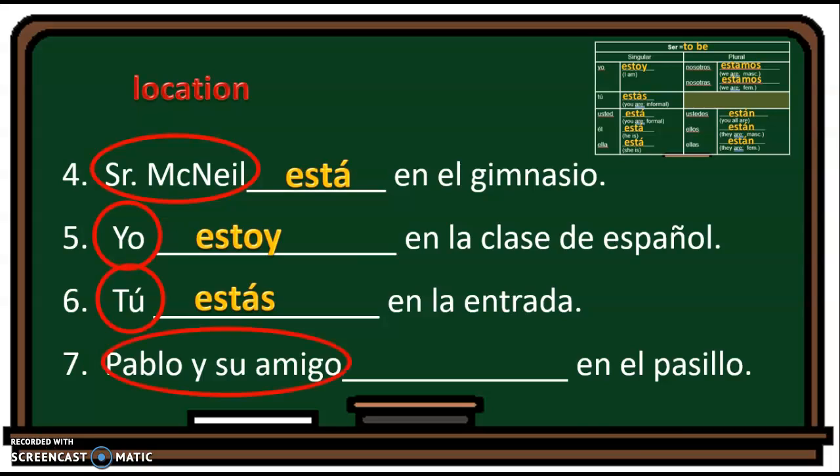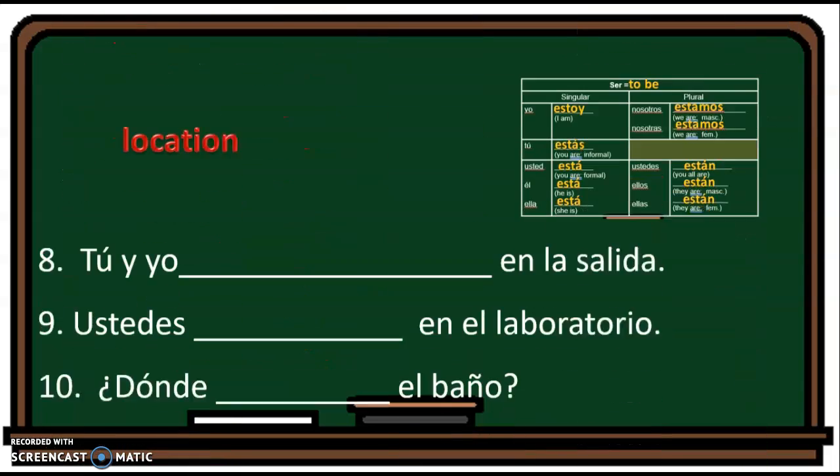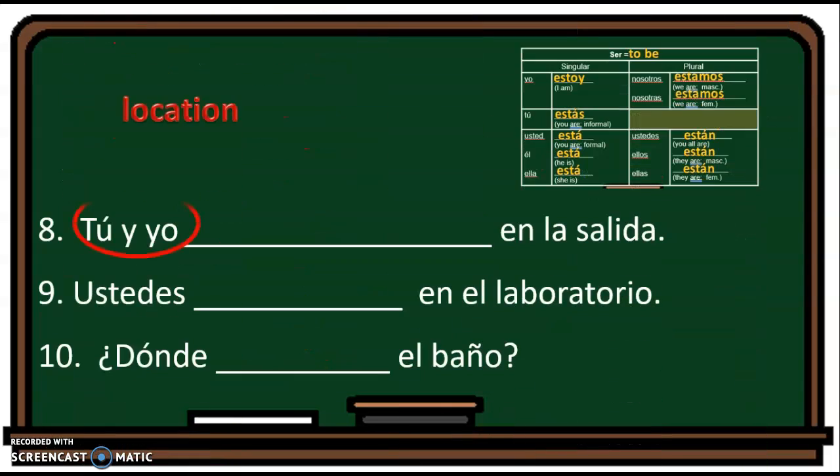7. Pablo y su amigo, also a plural subject. Since it's plural, but it does not include yo, which is I, it will be están. Pablo y su amigo están en el pasillo. Número 8. Tú y yo, you and I. It has I in it, and it's plural, so it has to use the plural form for nosotros, which is estamos. Tú y yo estamos en la salida.